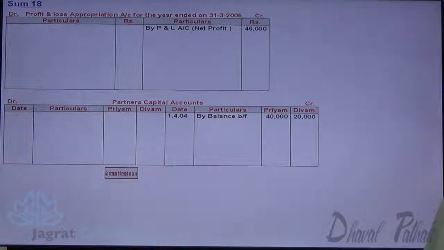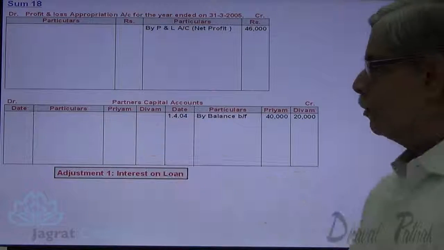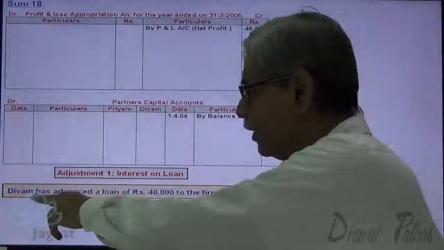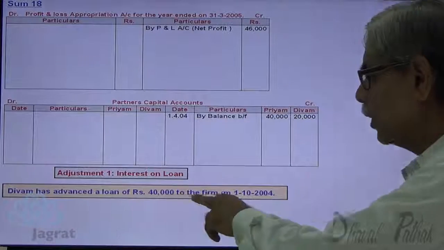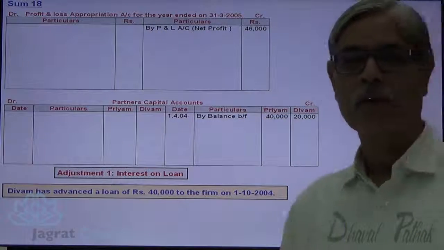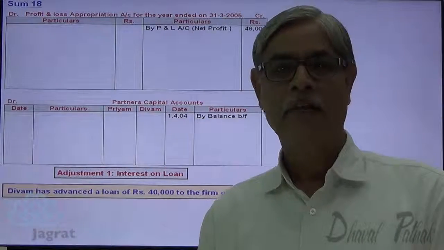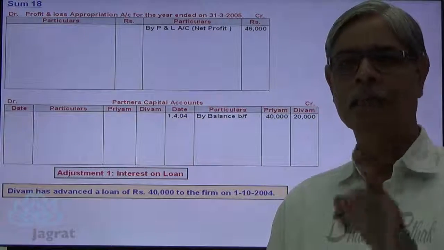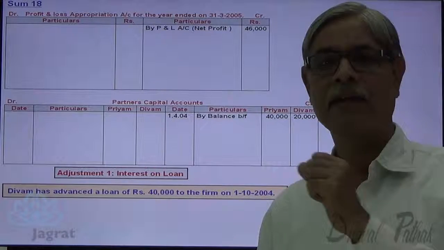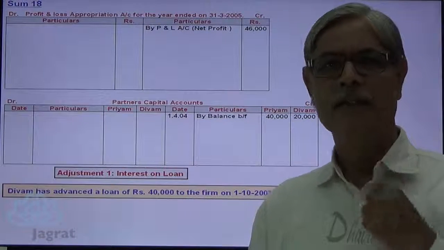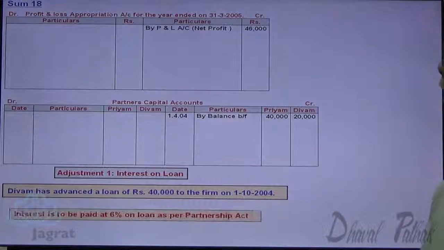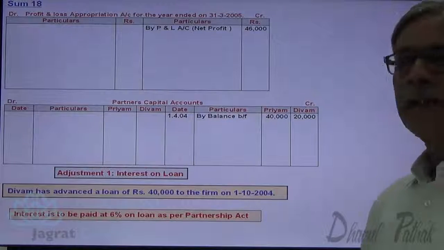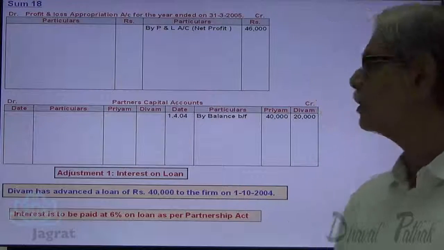As I told you, first adjustment, interest on loan. Divam has advanced a loan of 40,000 to the firm on 1/10/2004. So first of all, I will work out the period for which the interest need be calculated. Then we shall identify the rate of interest to be applied. That is 6%, that you know very well. So here, interest on loan is to be paid at the rate of 6% as per the Partnership Act.